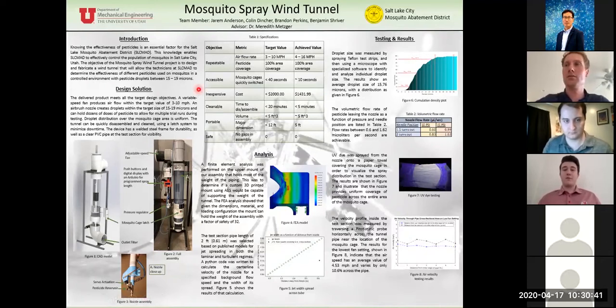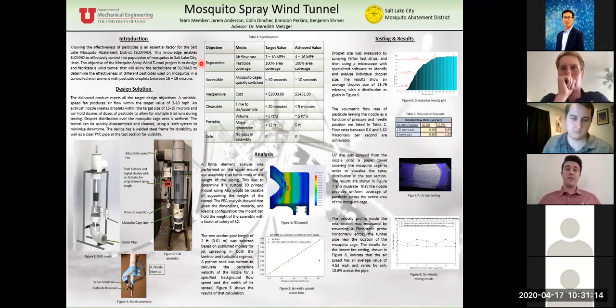When we were designing our solution to this project, we had a couple objectives in mind. We wanted it to be repeatable, which is measured by air flow rate and pesticide coverage. On the air flow rate, we were given a goal of 3 to 10 miles an hour because a typical pesticide is applied in that range. Our wind tunnel achieves 4 to 16 miles an hour, and that can be dropped down to even lower speeds if we added another filter.